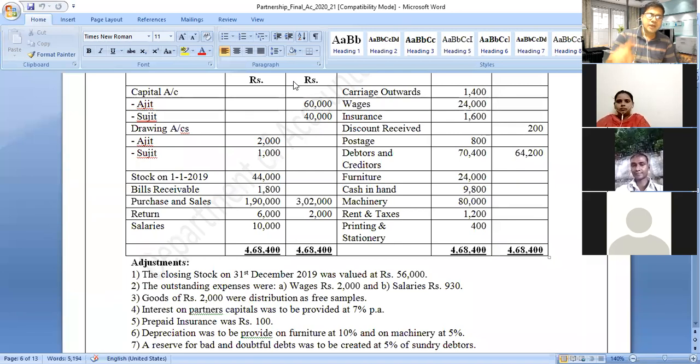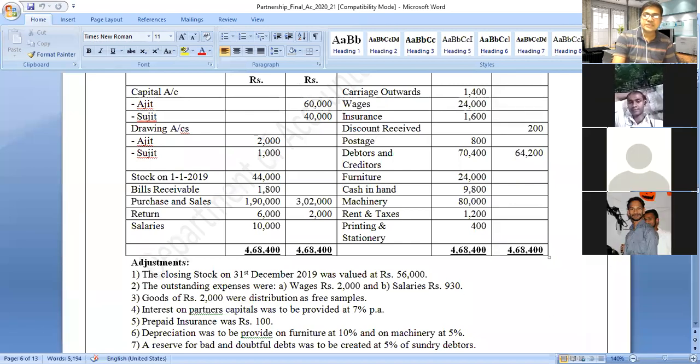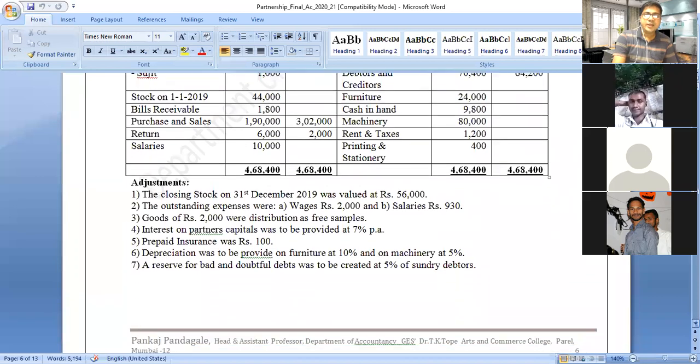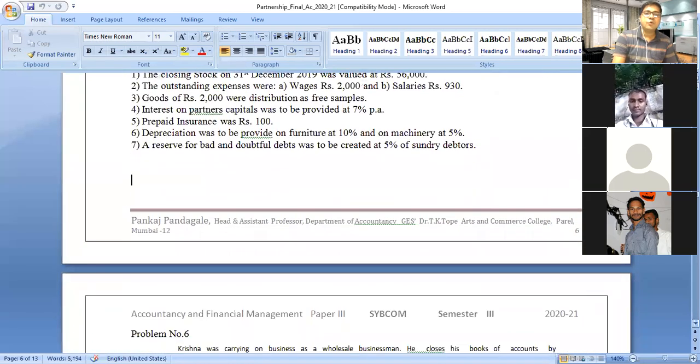So the new RDD is always deducted from debtors and always added to bad debts. Bad debts are not there in our profit and loss account, so we will show RDD separately, 3,520. I hope you understood the seventh number adjustment. And now our problem is over.